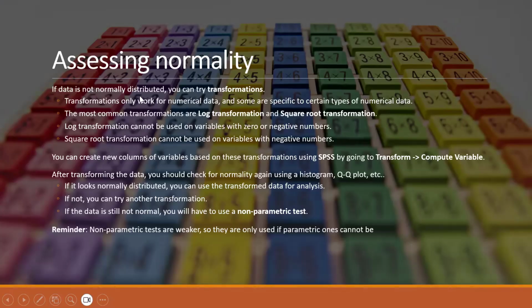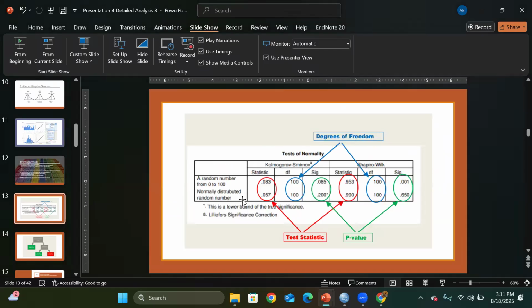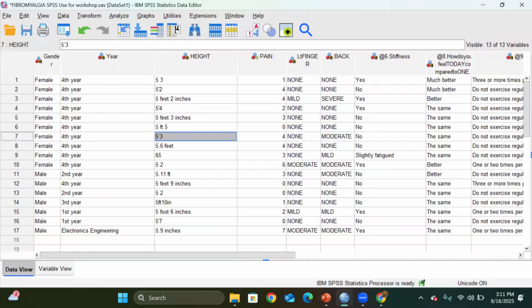If the data is not normally distributed, we can go for transformation. We will be discussing that later on. And here, for the Kolmogorov and Shapiro-Wilk tests, if the significance is more than 0.05, we can say that the data is normal. Okay, so let us apply these tests.